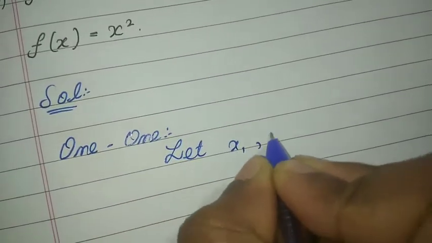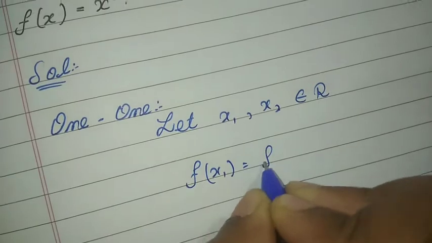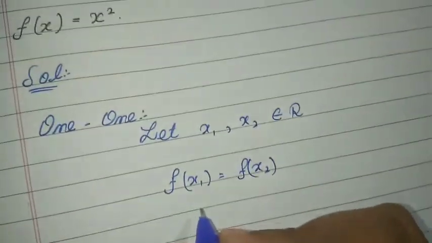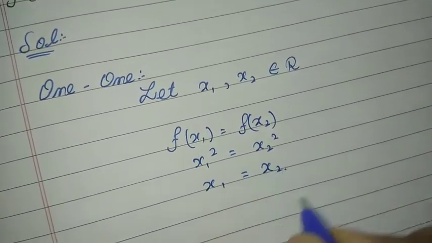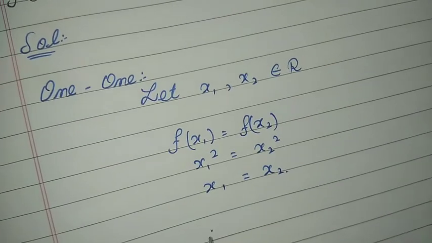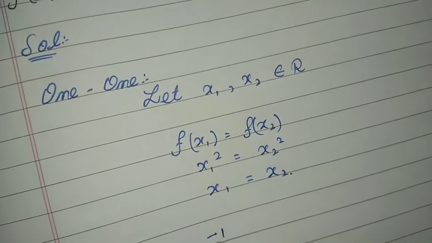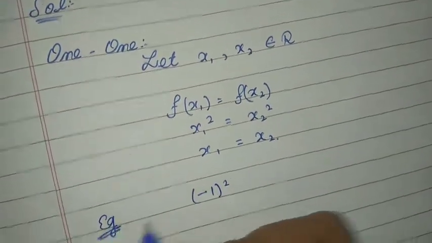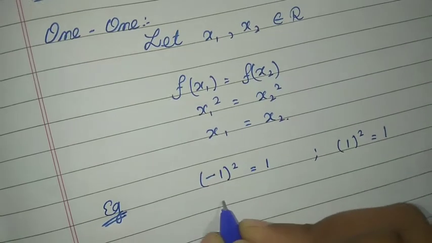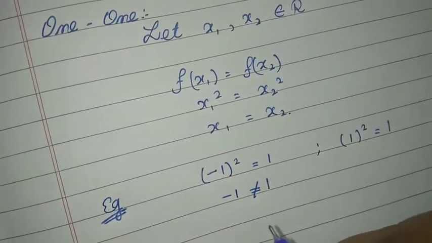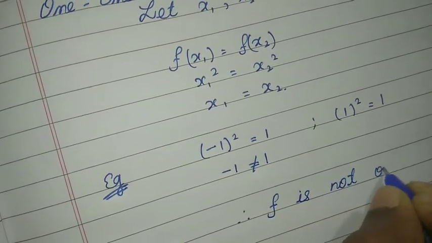Let x1, x2 belong to R. f of x1 is equal to f of x2, so x1 square is equal to x2 square, so x1 is equal to x2. But if real numbers means both positive and negative are there. For example, minus 1 square is equal to 1 and 1 square is also equal to 1, whereas minus 1 is not equal to 1, isn't it? So therefore I will say f is not 1 to 1.